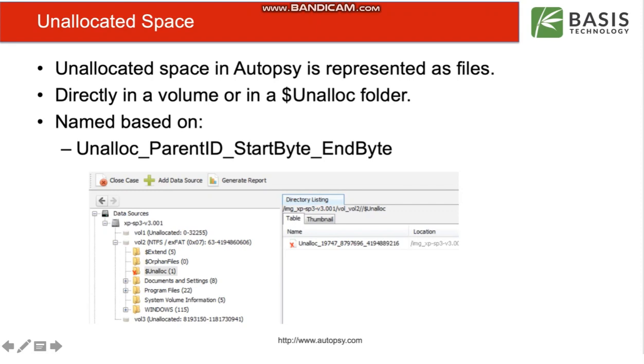Speaking of unallocated space, you will see unallocated space in Autopsy as a file. What Autopsy and Sleuth Kit do is take these blocks and sectors that are no longer being used by files and are just hanging out there, and group them together into files that represent unallocated space. They have a special name. They will start off with unalloc, then an underscore, and a bunch of numbers. You can see an example here. The numbers don't really mean much to you. They're just a way of making sure that we have unique names for them.